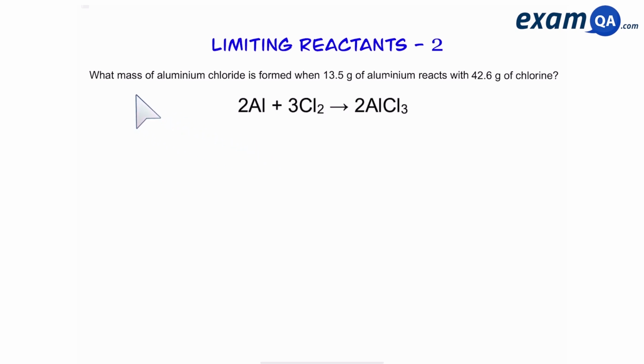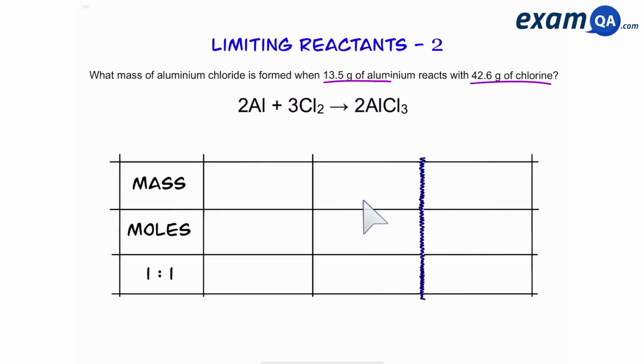In this question, we want to know what mass of aluminium chloride, the product we get, if we have 13.5 grams of aluminium and 42.6 grams of chlorine. It's not as easy as just adding them together. We have to work out which of these is our limiting reactant. First of all, we're going to identify our reactants, so aluminium and chlorine.